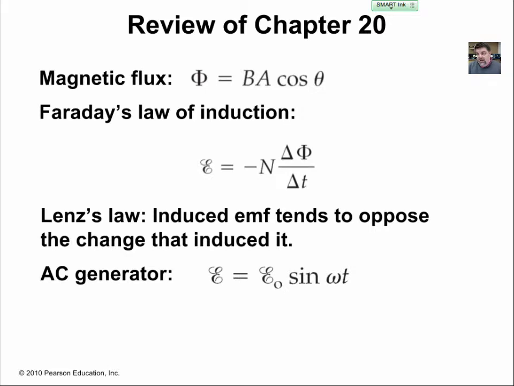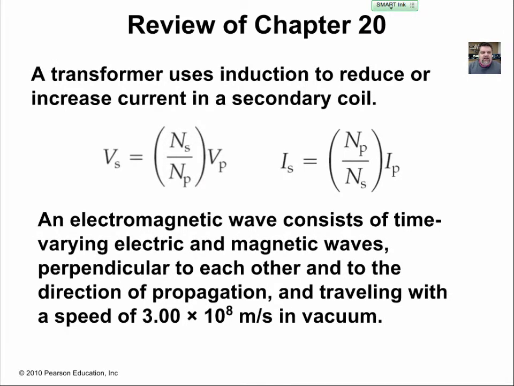So when we have an induced current in a coil, there's a little bit of a pushback. It's almost like a resistance, and that could be calculated on an AC generator as E is equal to E naught sine of omega t, where omega is the angular frequency. And then a transformer uses induction to reduce or increase current in a secondary coil. And an electromagnetic wave consists of time varying electric and magnetic waves perpendicular to one another and to the direction of propagation, and traveling with the speed of light, which is around 3.00 times 10 to the 8th meters per second in a vacuum.